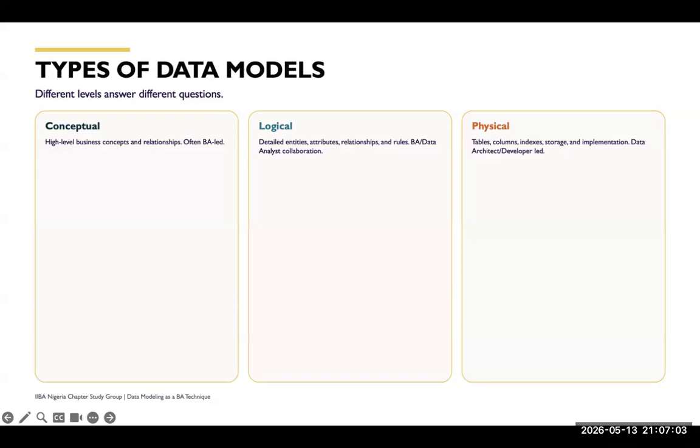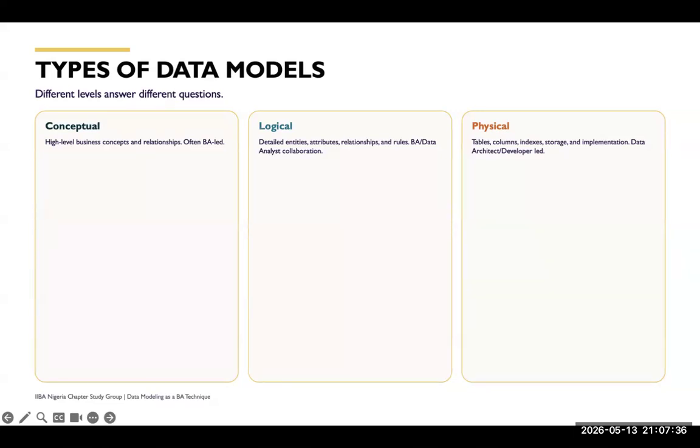I know that there are some organizations that make you do everything, which I don't think is possible, but the physical is more developer led. But for the logical, for instance, in some industries, you have BAs building the data models and doing all of that. And in some large organizations, you could have the data analysts in charge of that as well. Okay, so we'll go into more details.